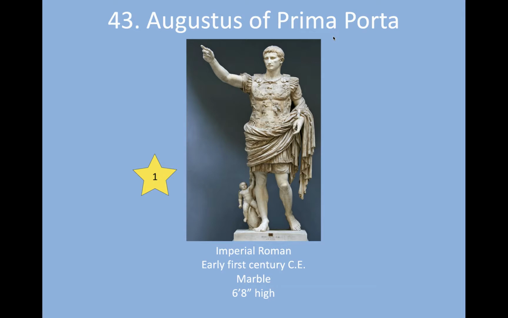His wife's villa. She lived in Prima Porta at their villa. Her name was Livia, and she was his wife, and she lived at the villa most of the time. He was often in Rome, being in charge of things. So this is marble. It was always marble.